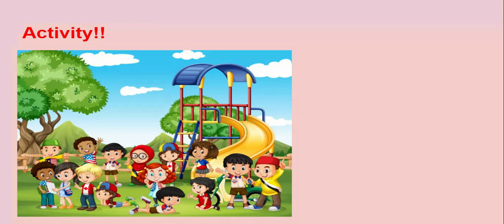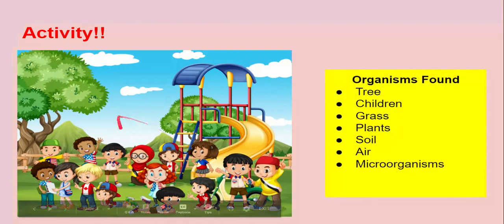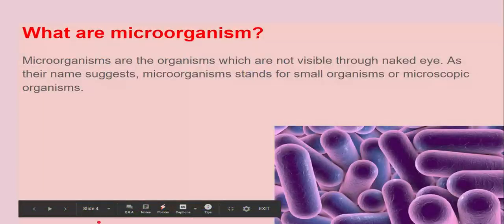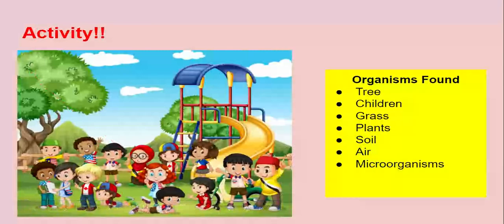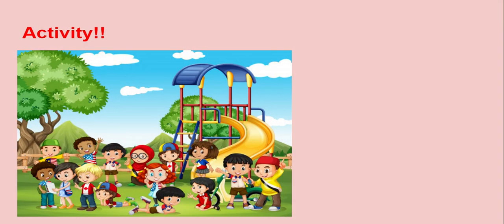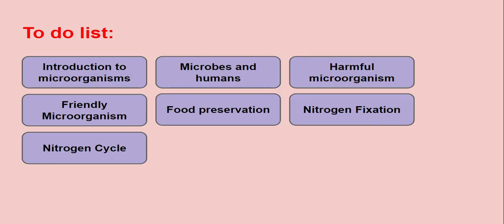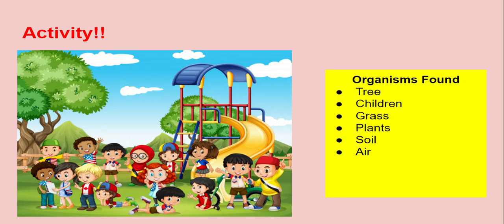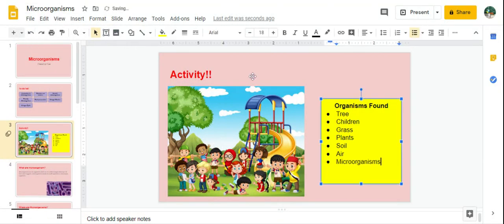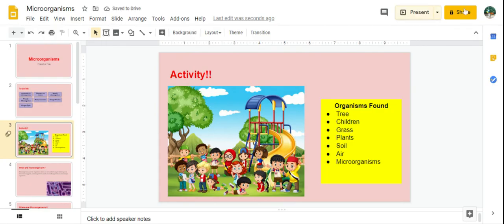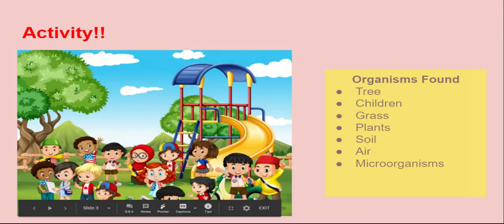The organisms which I could find were a tree, children, grass, plants, soil, air, right? So now you need to help me find one more important one. Yes, you are correct. That's already what I've told you, the name of our chapter, microorganisms. So, okay, in my list I'll add microorganisms. Cool, guys. Thank you for helping me out.